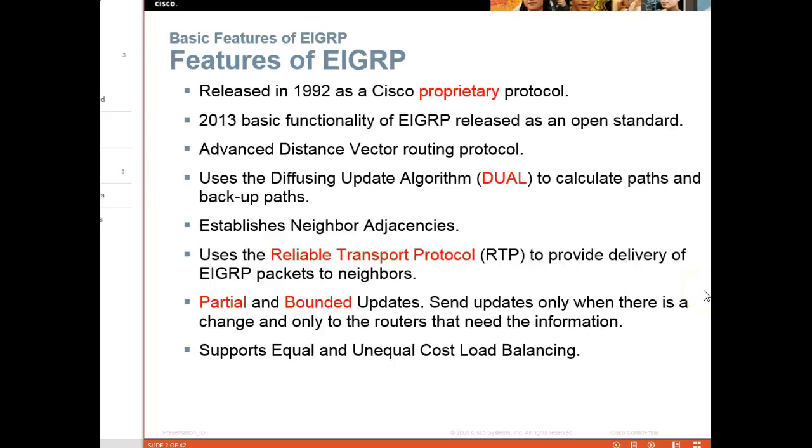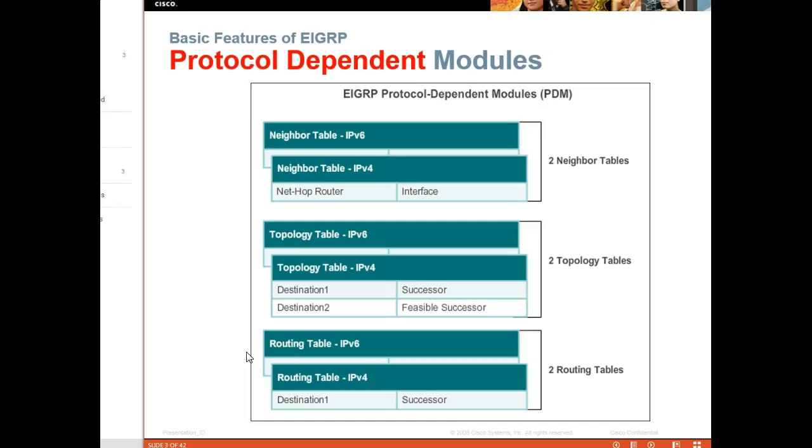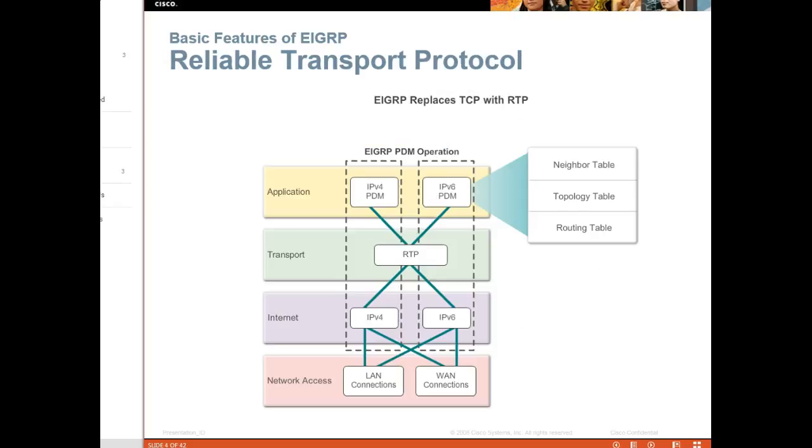A couple of terms: we say updates are partial and bounded, and we'll talk about that in a minute, but that means they only go where they need to go and only send what they need to send. One thing about EIGRP, it uses protocol-dependent modules, PDMs. What that means is it has a different module and different function for every protocol that it comes into. For example, IPv4 and IPv6, it creates a different table for each one. That's the protocol dependence, meaning that it develops a separate routing process for each one. It doesn't put them all in one.